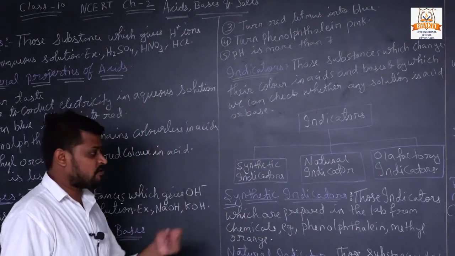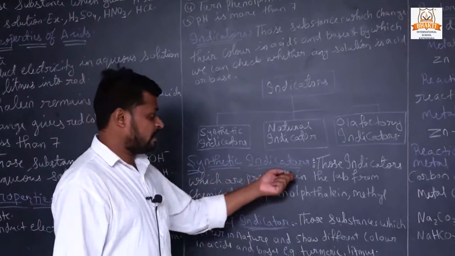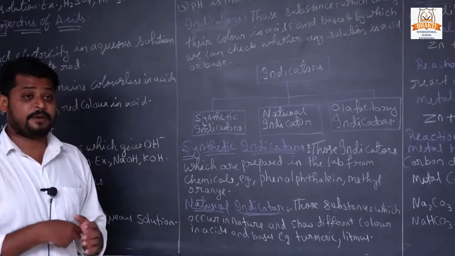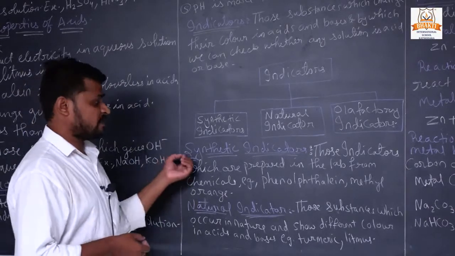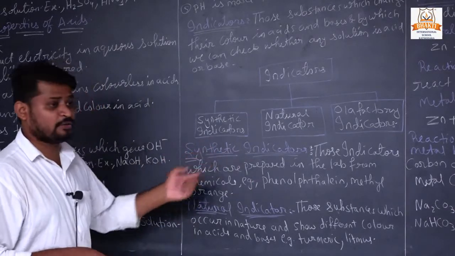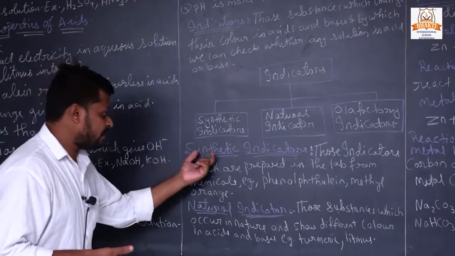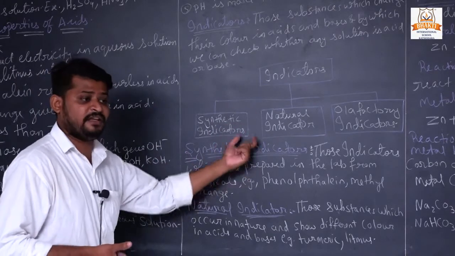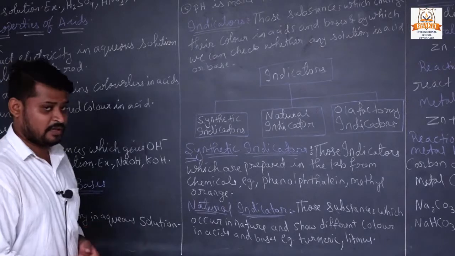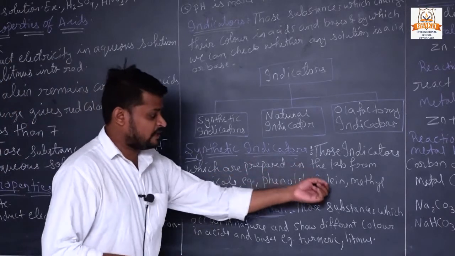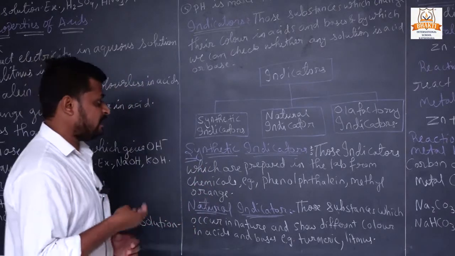First, we will study synthetic indicators. What is a synthetic indicator? Those indicators which are prepared in the lab, that is, man-made in the laboratories, are called synthetic indicators. What is meant by synthetic? To prepare, that is, we are preparing. So its name is also synthetic indicator, meaning we prepare it in our laboratories with chemicals like phenolphthalein and methyl orange. These are the chemicals which are synthetic indicators.